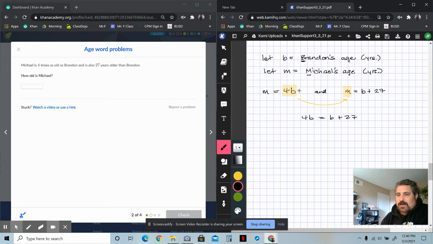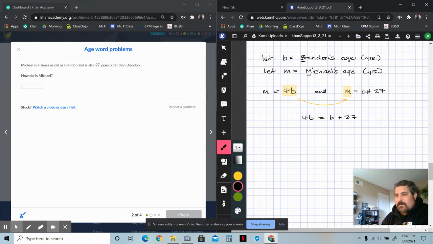It's because I had M equals, right? So I could have done 4B for M pretty easily. I could also have done B plus 27 in the other equation pretty easily, right? So you could have written B plus 27 equals 4B, or like I wrote, 4B equals B plus 27. Either way, you're going to have a pretty easy time solving this problem.